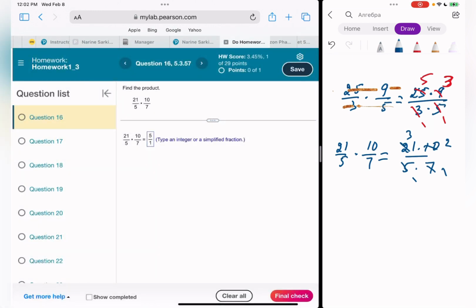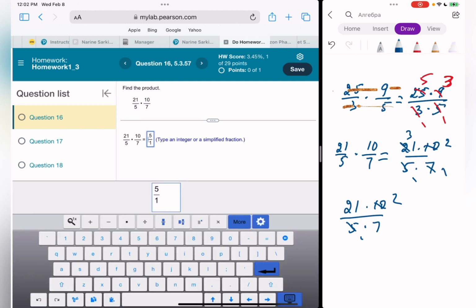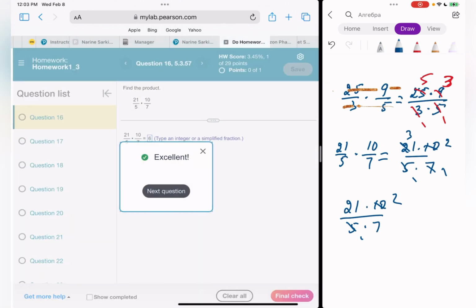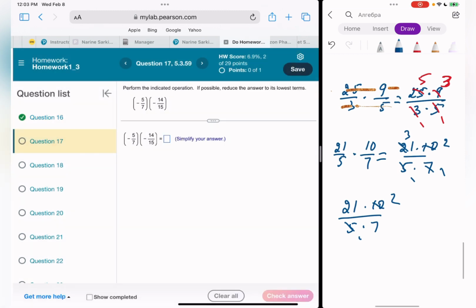What's happening? 21 over 5 times 10 over 7. Well, let me do it one more time. Some silly mistake must be. 5 times 7. 5 and 10, 1 and 2. Oh, duh. 2 times 3, 6. I'm adding instead of multiplying. So, okay. All right. Next one.